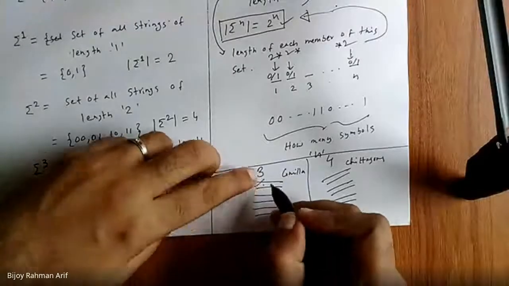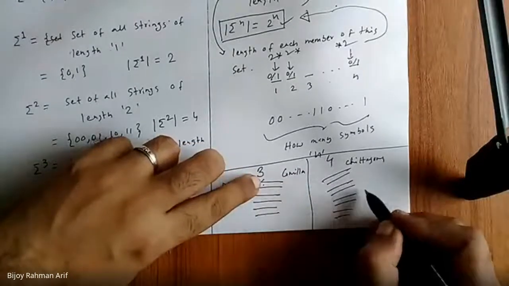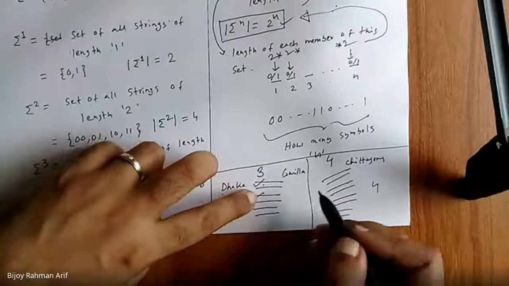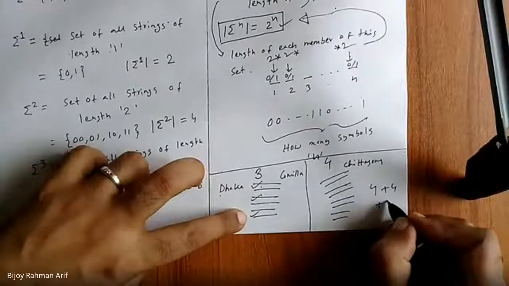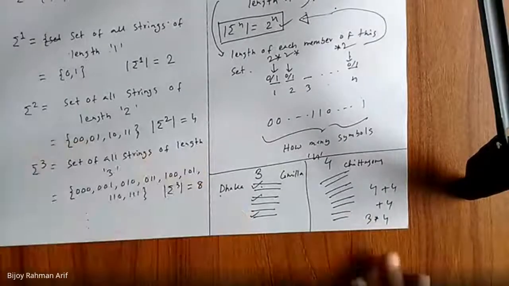For this one, using only this path, I have four ways. Again, for using this one, I have another four ways. Using this one, I have another four ways. It is nothing but three star four. Am I right or not?